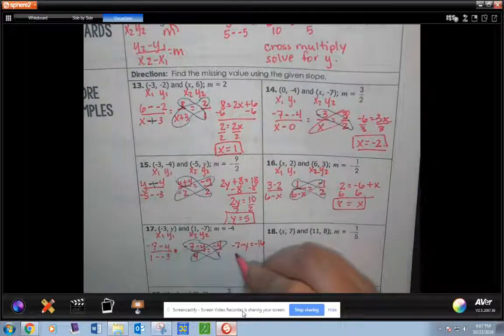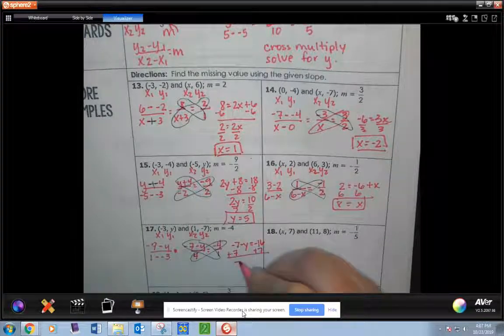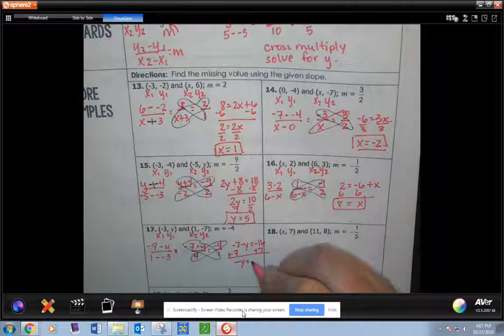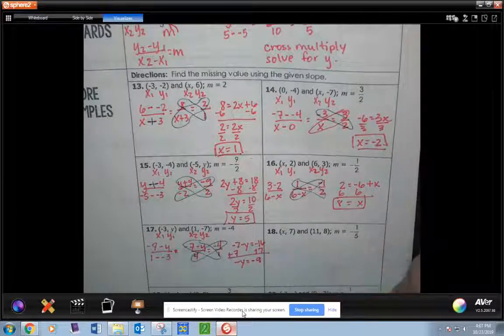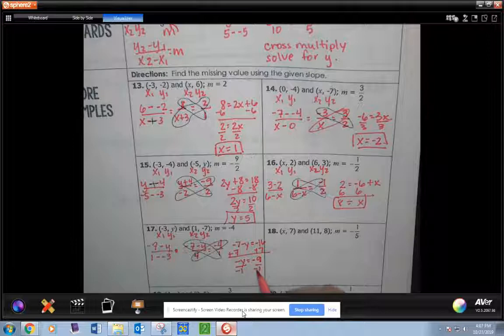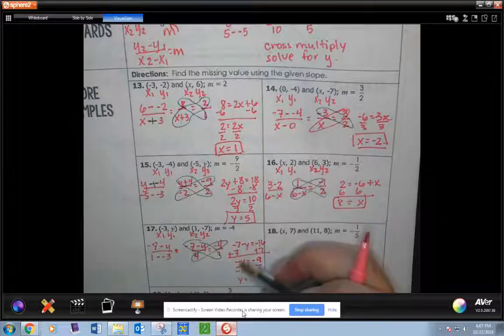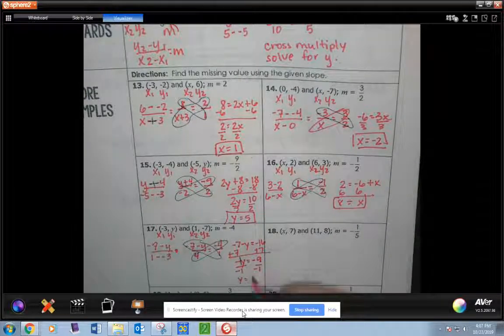To get y by itself, we're going to add 7. That gives me negative y equals negative 9. To get y by itself, I must divide by negative 1 because there's a negative. And remember, letters aren't negative, numbers are. So if you need to write that there's a negative 1, write that. And that gives me y equals 9.